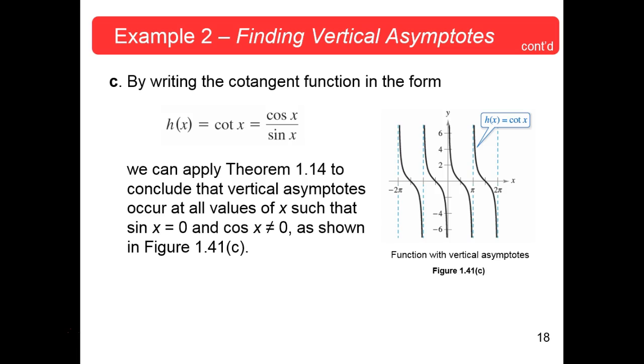Here's our function, h of x equals cotangent x. If I ask you to graph that, probably the easiest way would be to first break cotangent into cosine over sine. And y'all knew that, didn't you? Now, what is the first feature of the function that you better identify? Where the denominator is 0. Absolutely right.